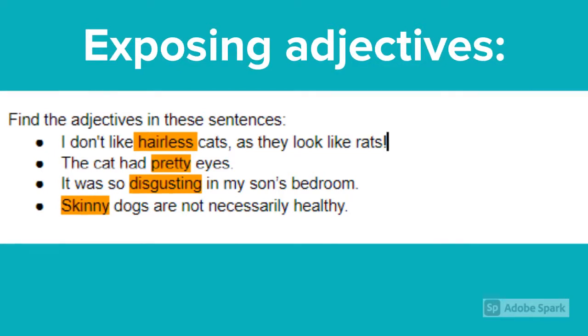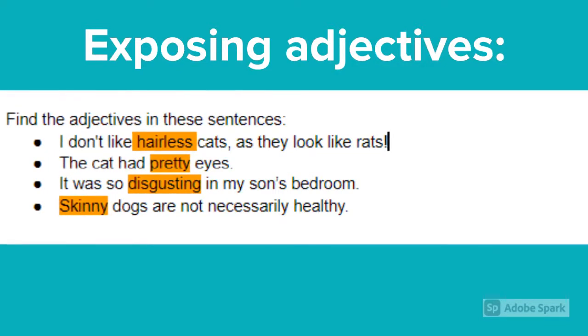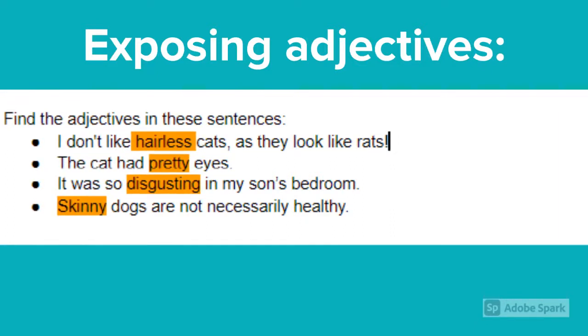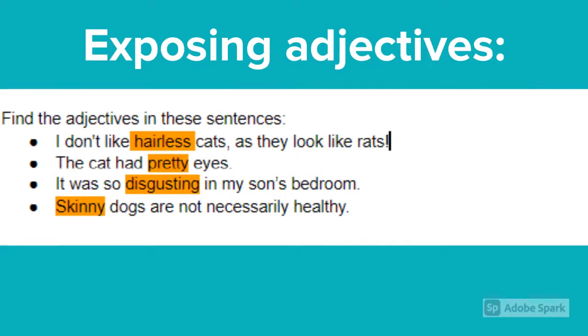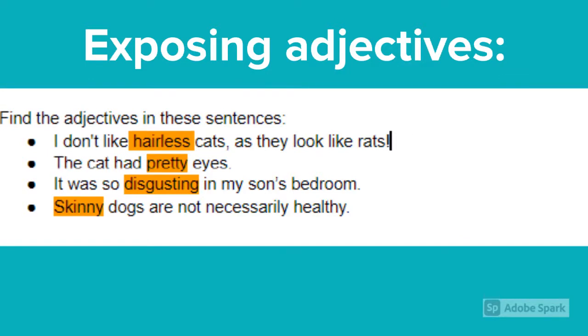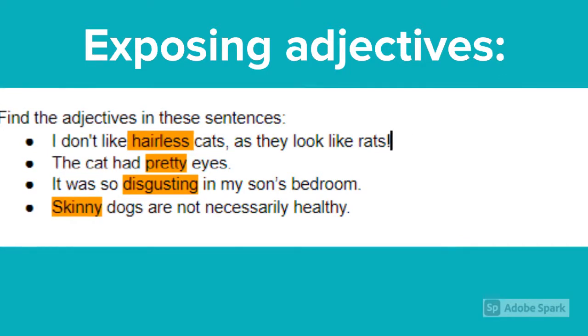So they'll be looking for the word that is describing the noun in the sentence. So as we know, in a sentence, a noun is a naming word. So the cat had pretty eyes. Our nouns are cat and eyes. So we need to find the words in those sentences that describe either the cat or the eyes. In this sentence, we can see that only the eyes are described as pretty. So our adjective would be pretty.